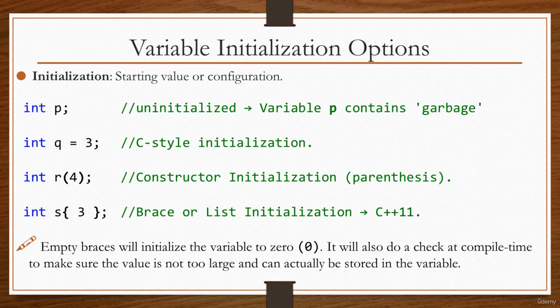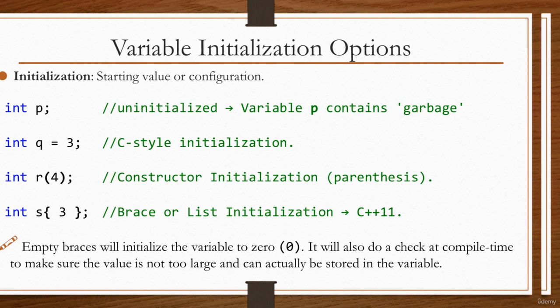A couple of notes here on the brace or list initialization. Empty braces will initialize the variable to 0. Brace initialization will also do a check at compile time to make sure that the value is not too large and can actually be stored in the variable. If some implicit conversion happens from some larger value to an integer type, for example, then you will get a compiler error, and this is very handy because it eliminates all sorts of problems that can pop up, and I'll show an example in Visual Studio later.